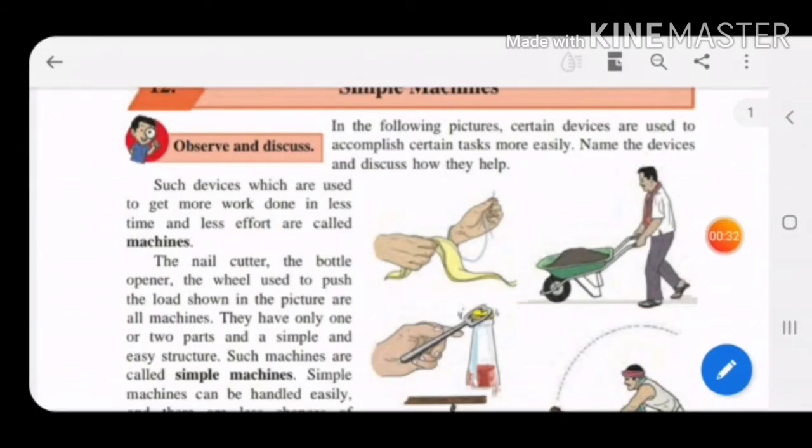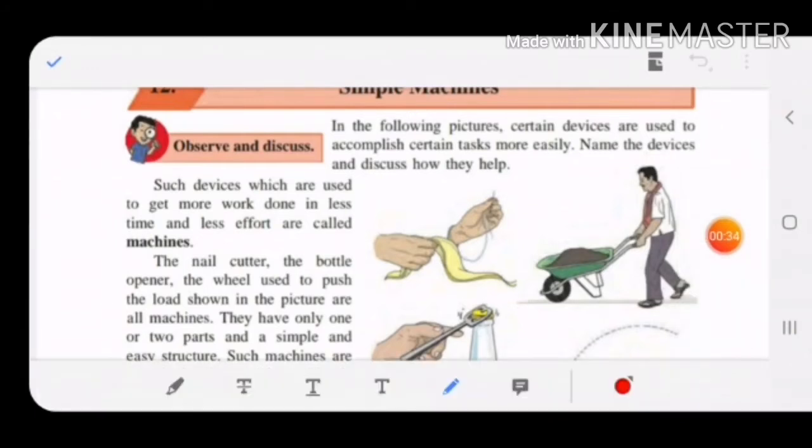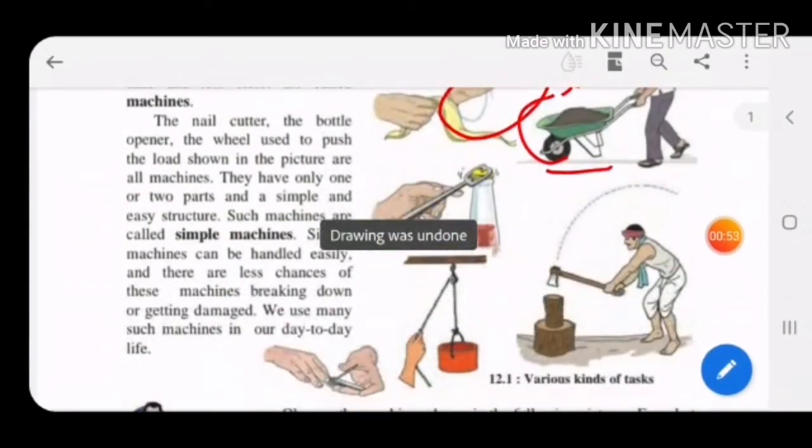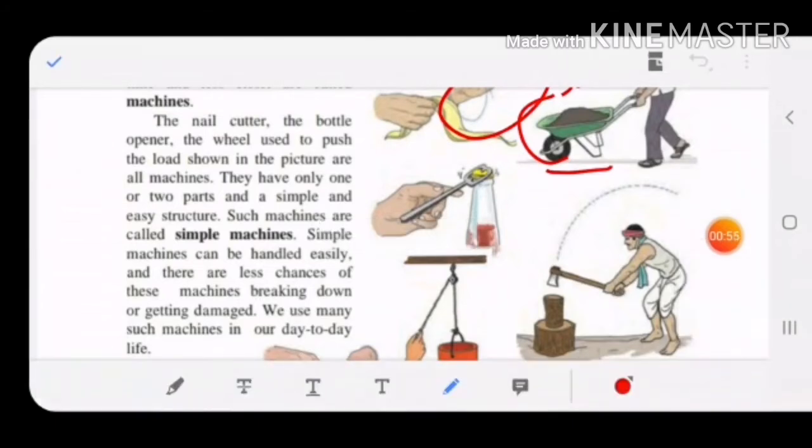In the first picture, children, see here, it is needle and thread. Everybody is aware of this needle and thread. In the second picture, this is the wheel carrying load. Then in the third picture, it is bottle opener. Then in the fourth picture, it is this axe. The man is cutting the wood with the help of this axe.